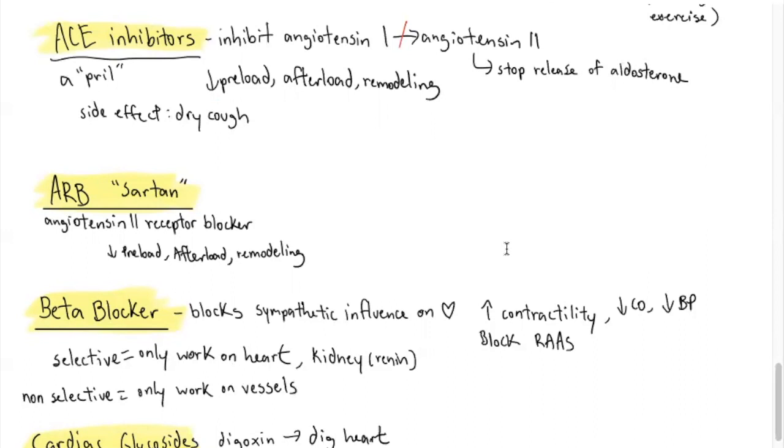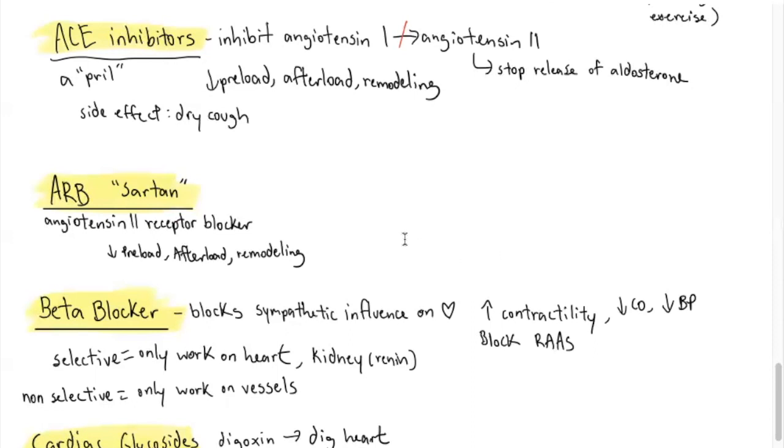And these ACE inhibitors decrease the preload, afterload, and ventricular remodeling. So basically, it promotes vasodilation and diuresis by decreasing the afterload and preload. And it helps the heart by decreasing the workload and improving the ventricular emptying. Some side effects would be a dry cough, and also hyperkalemia, hypotension, renal dysfunction, and angioedema.